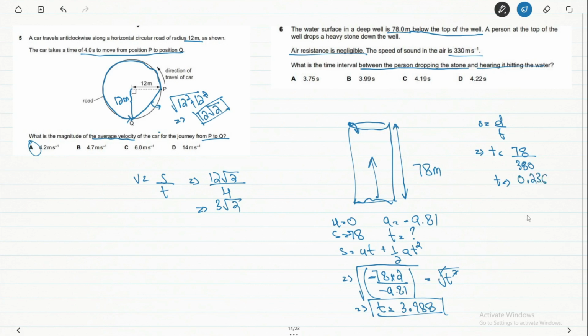0.236. So adding these two together gives the interval between dropping the stone and hearing the sound. So add these together, 3.98878 plus 0.236, and this becomes 4.22. So this is our answer, 4.22.